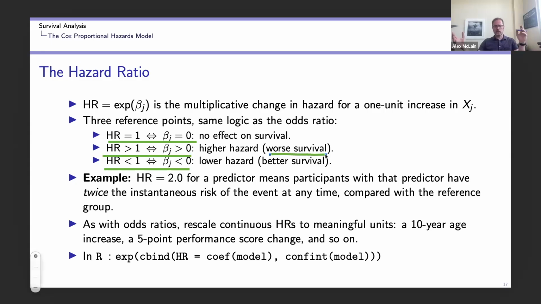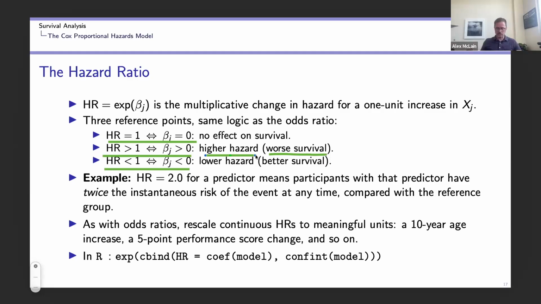There are some studies where, depending on the way the event is defined, a higher hazard is good. So it's important to differentiate these. In the study we're looking at, higher hazard is bad because higher hazard means a higher rate of death. In the pregnancy studies that I used to work on, higher hazard was good because higher hazard meant you were getting pregnant quicker.